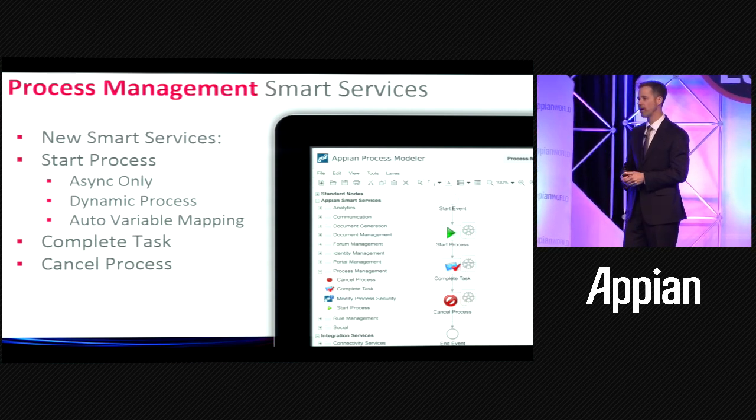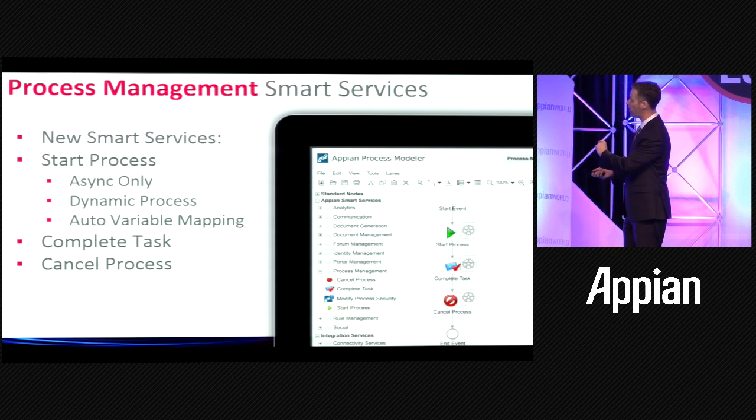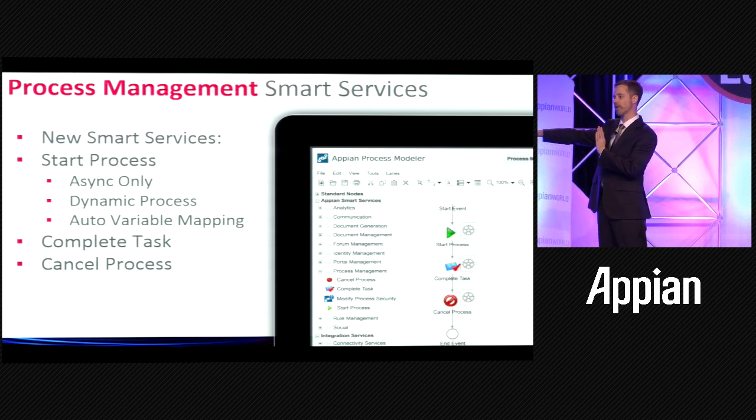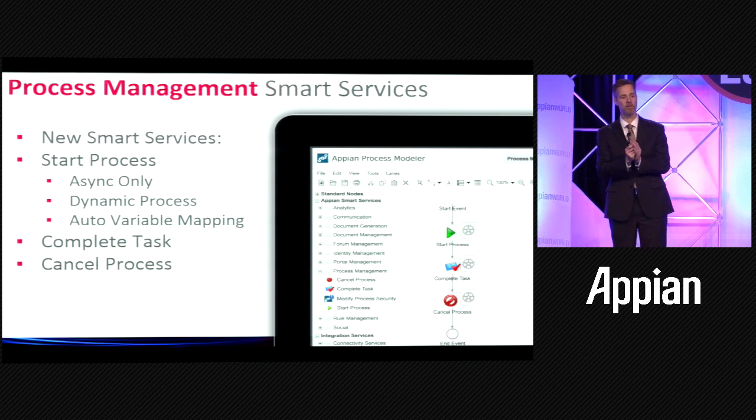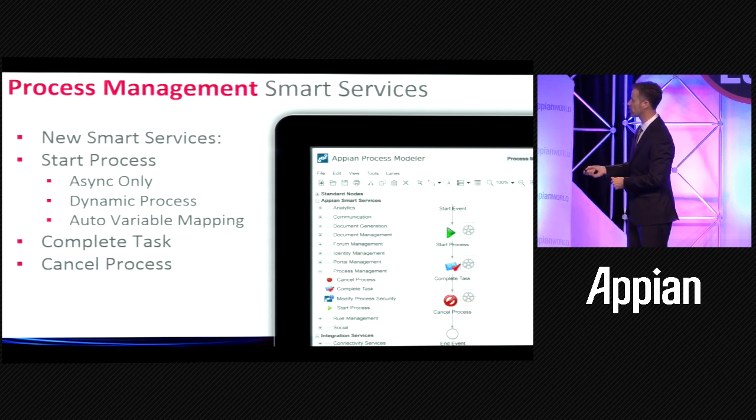Same thing with Complete Task. Many times you have to create task management applications or quick approvals. The Complete Task smart service allows you to define an automated activity that completes other tasks. You can run this in bulk. So if I need to say, yeah, I just want to have another process where I can do bulk approval of other processes or other process tasks, I can use that Complete Task smart service.